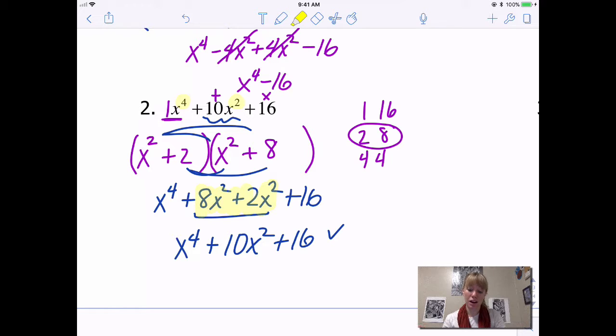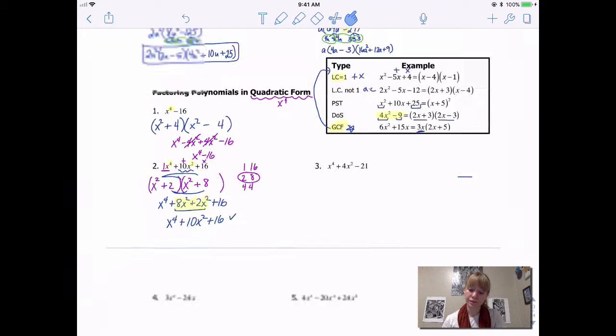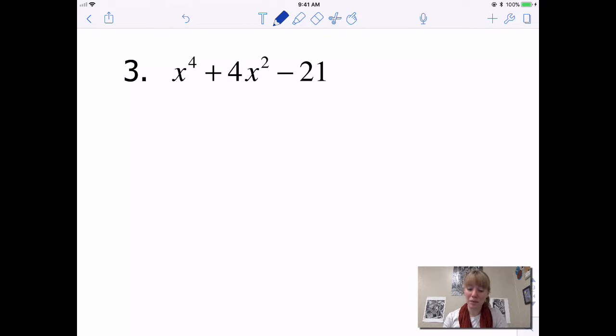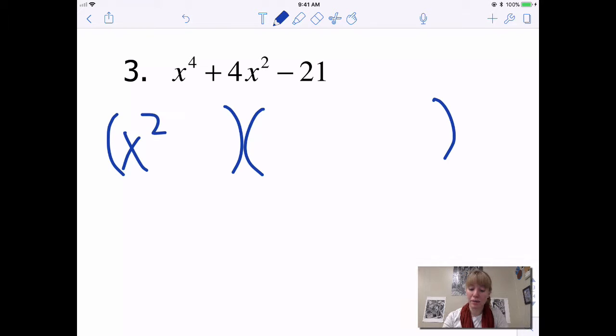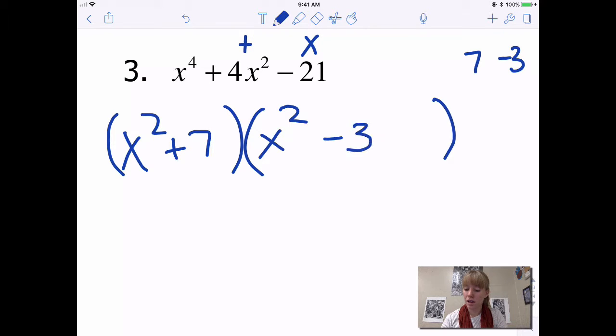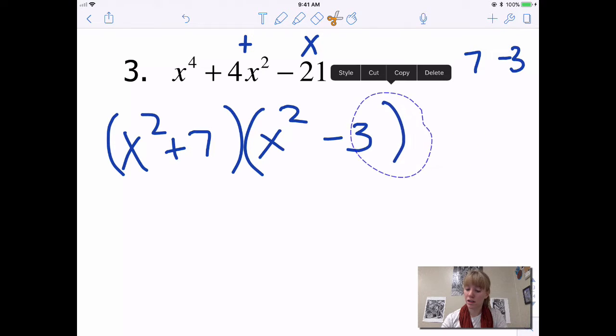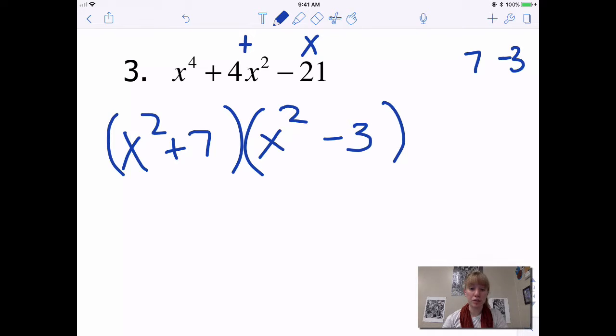Number 3 also looks like an add multiply problem because if I set up two parentheses, I can put an x squared and an x squared, and then I need two numbers that add to 4 and multiply to negative 21. Those are going to be the numbers 7 and negative 3. So I put positive 7 and a minus 3.